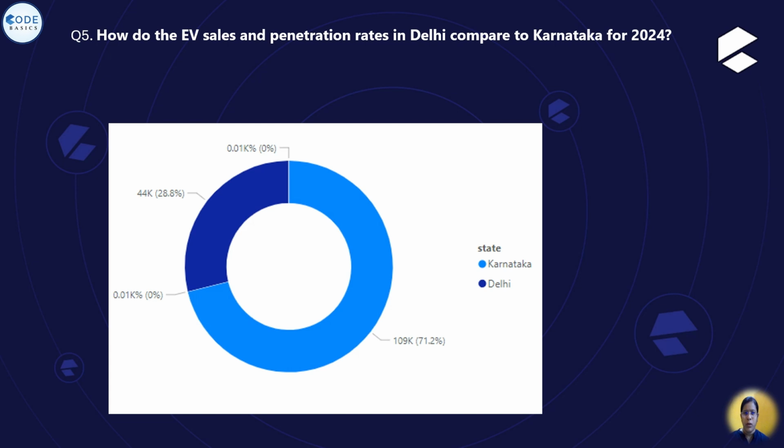How do the EV sales and penetration rates in Delhi compare to Karnataka for 2024? Now here we can say that in Karnataka we have EV sales of 109,000, and in case of Delhi here we have 44,000 with the penetration rate of 28.8.